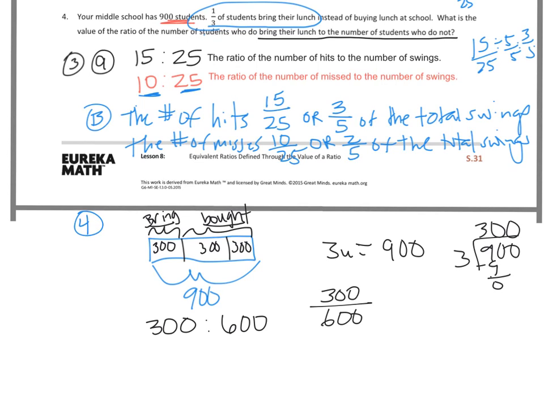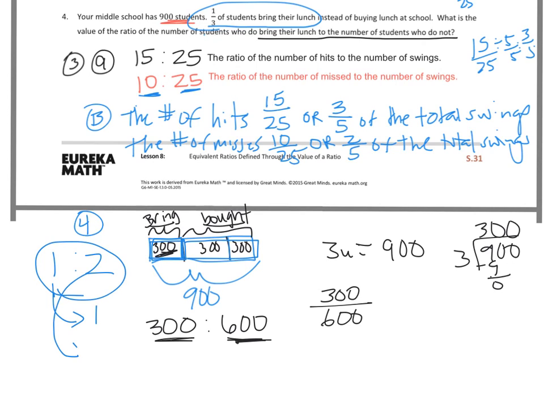Well, the funny thing is, this ratio of 300 to 600, that's after I've given a value to the unit. I gave it 300. But how many boxes do I have? For bring, I have 1. And for bought, I have 2. Now I can turn this into my value of the ratio. The 1 goes on top, the 2 will go on bottom, and my value of the ratio is half, or 1/2.